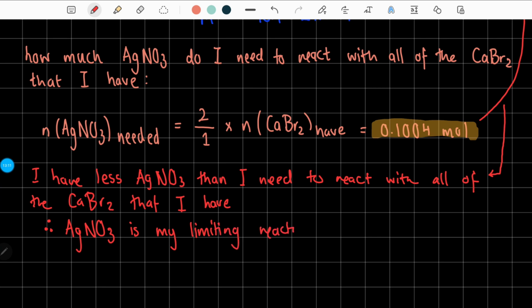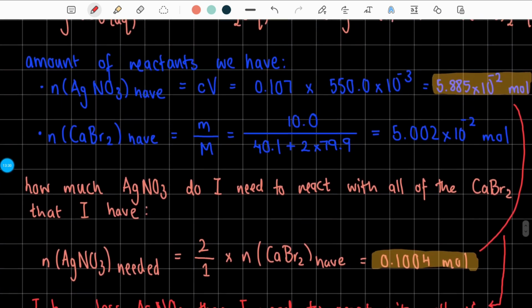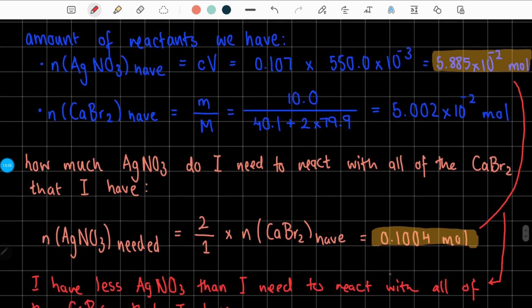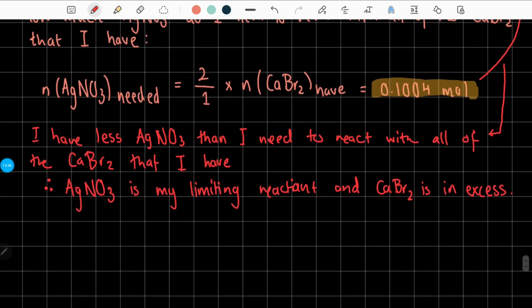right? And CaBr2 is in excess, okay? So why is this? This is because I cannot use up all of the CaBr2 with the amount of AgNO3 that I have, right? Because I would have needed 0.1004 moles of AgNO3 to react with all of that, okay? As a result, I've been able to tell that silver nitrate is my limiting reactant.